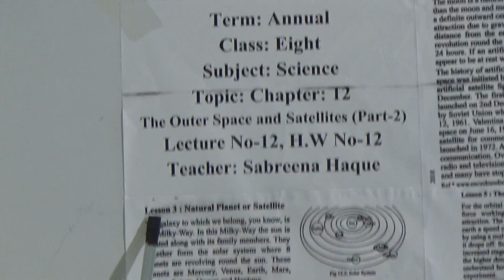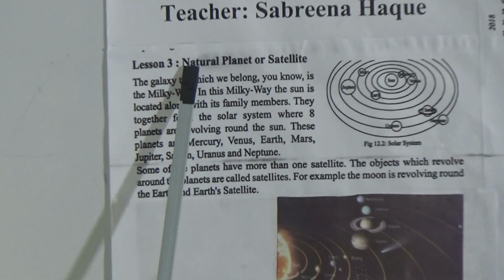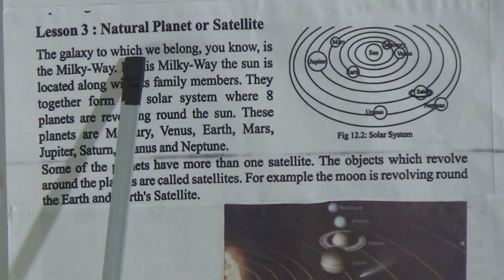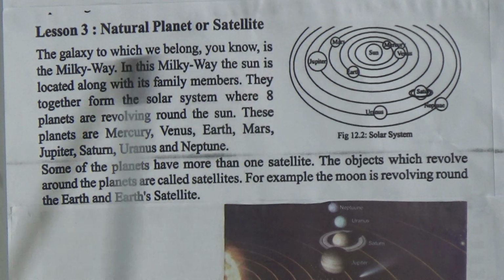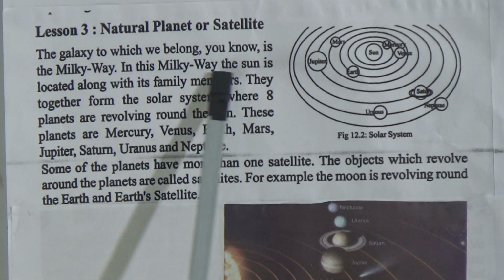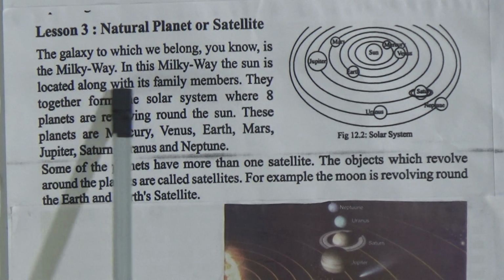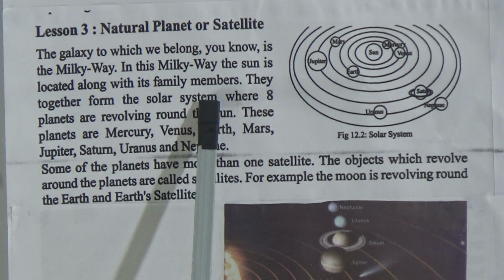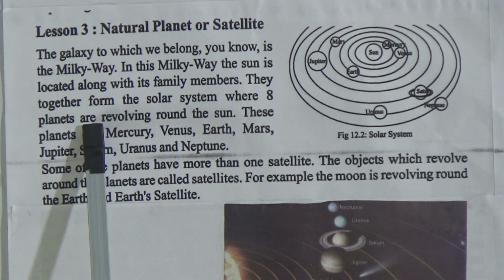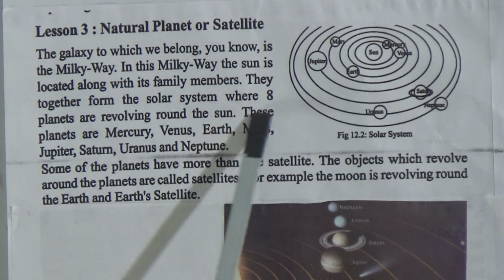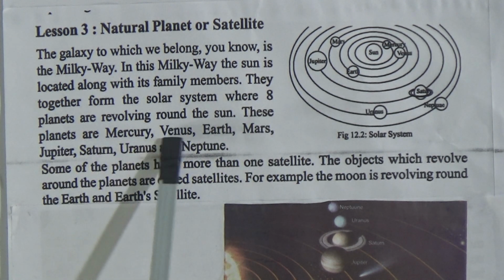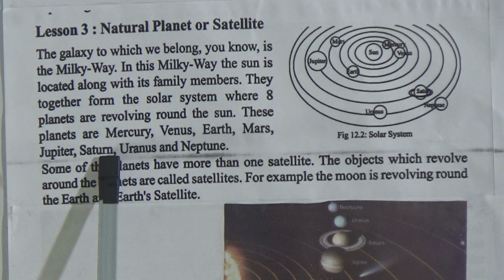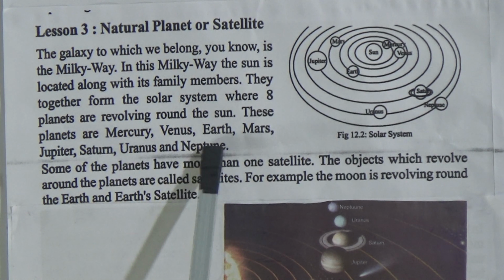First we will discuss lesson 3. Lesson 3 is natural planet and satellite. The galaxy to which we belong, you know, is the Milky Way. In this Milky Way, the Sun is located along with its family members. They together form the solar system, where 8 planets are revolving round the Sun. These planets are Mercury, Venus, Earth, Mars, Jupiter, Saturn, Uranus and Neptune.